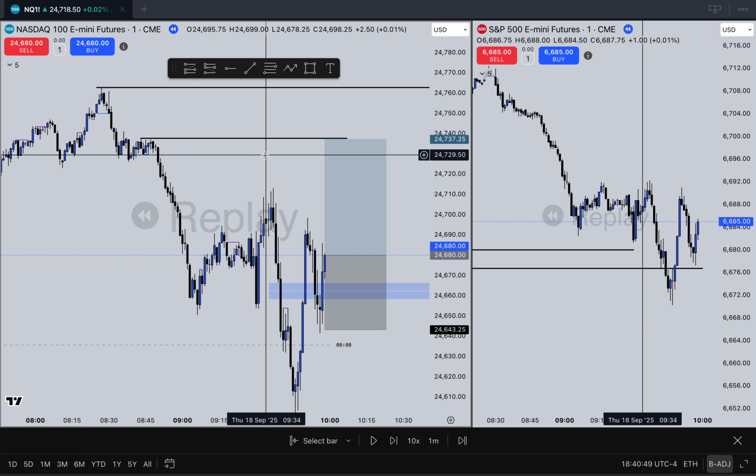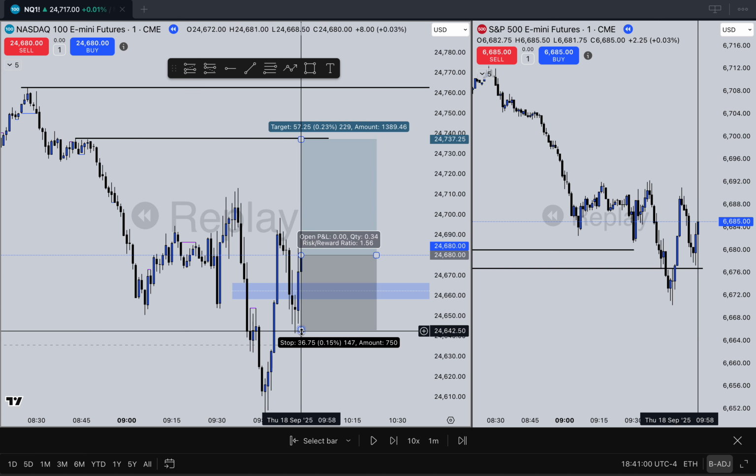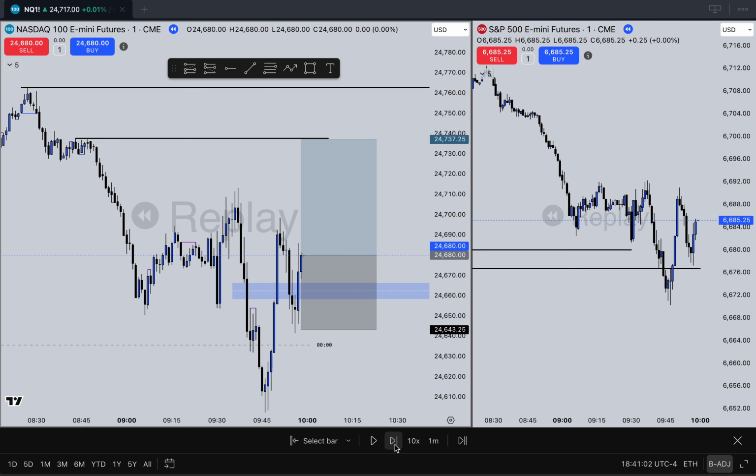This model has a high enough win rate where I can just take off the positions at lower demand draws on liquidity and still perform very well. So there's my entry, stop loss at the low, and that's it. I let it ride out.